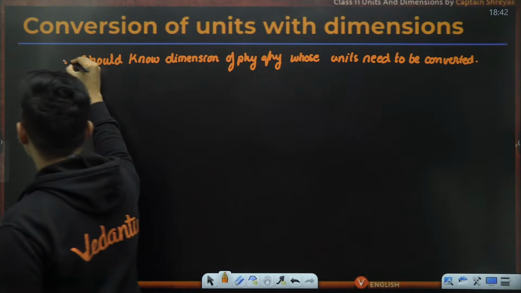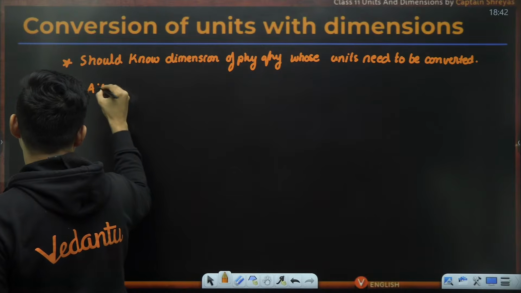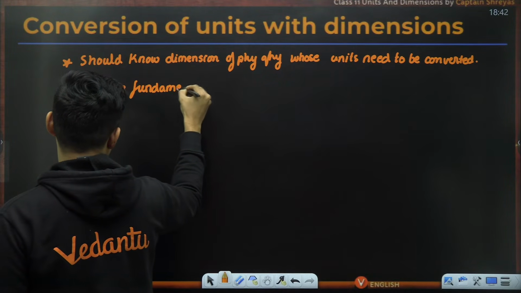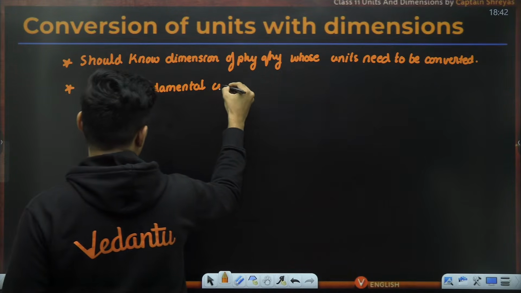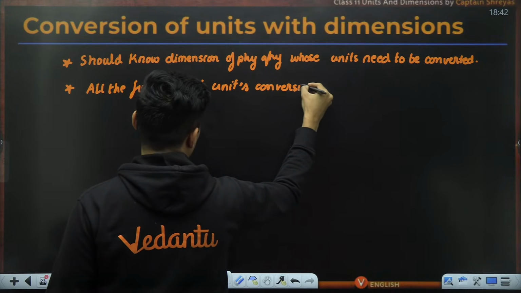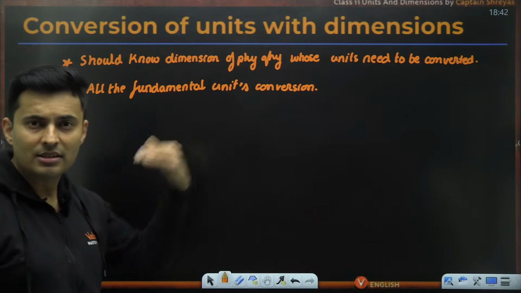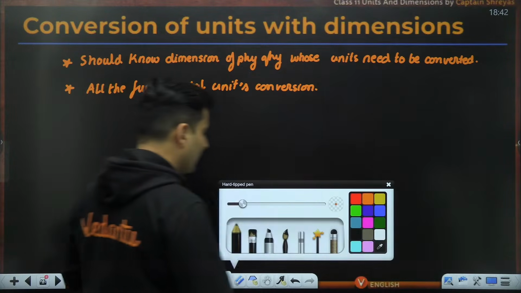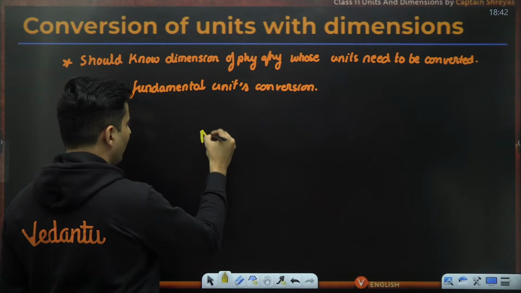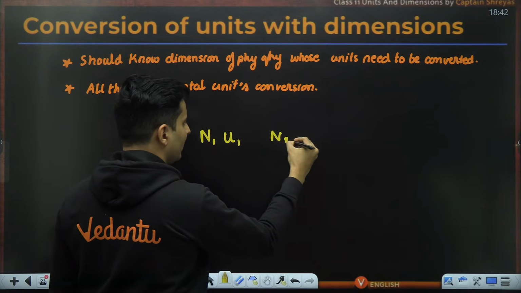100% you will need that for sure. Second thing, you should know all the fundamental units conversion. Only then you will be able to do the complete conversion of units from one complete system to another system. So it goes something like this, where if you have the magnitude n1 in some unit u1, then the magnitude will be something else.